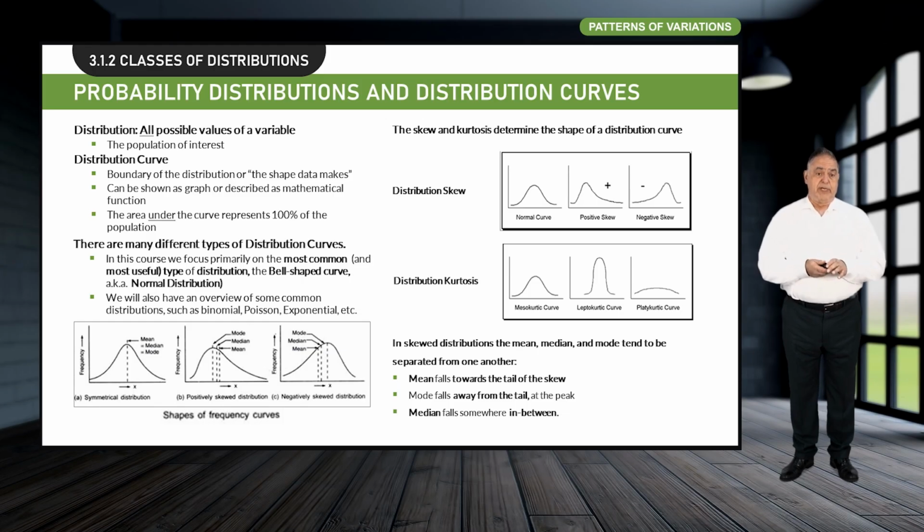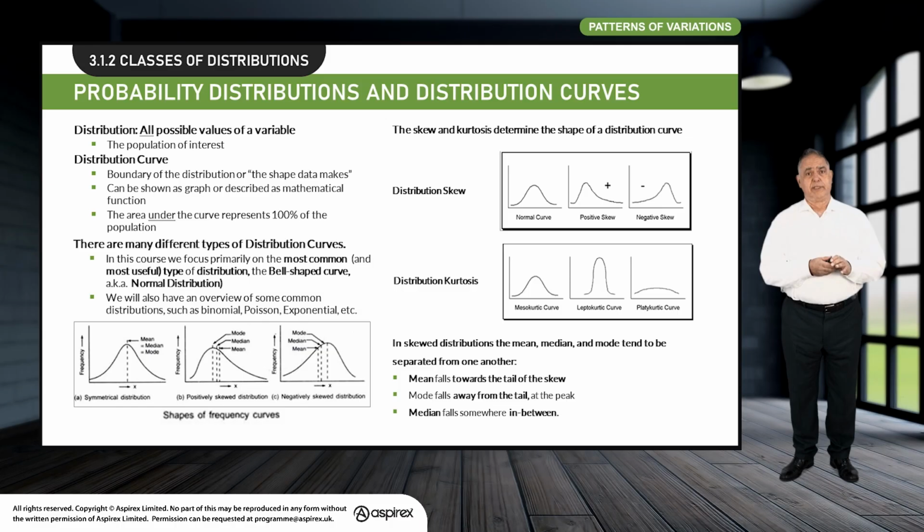So it is a boundary. It can be shown as a graph, or it can be expressed as a mathematical function. And the area under the curve represents 100% of the population of interest. These are some key points that we have to keep in mind.